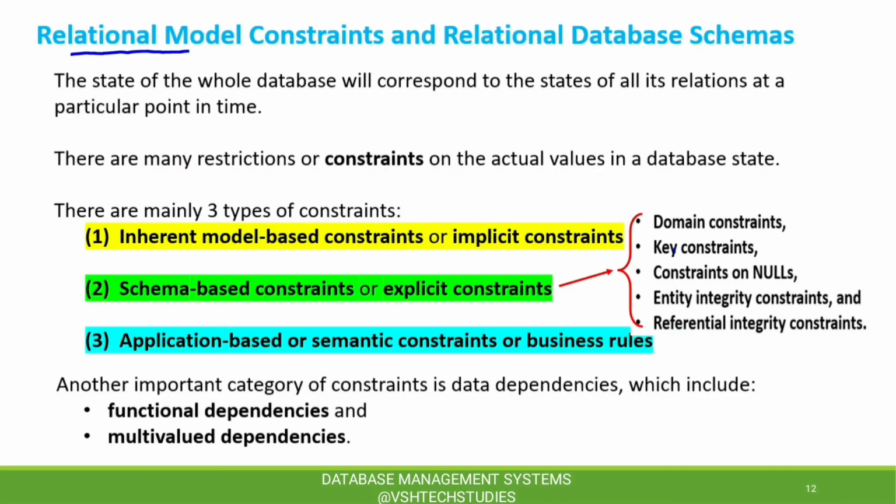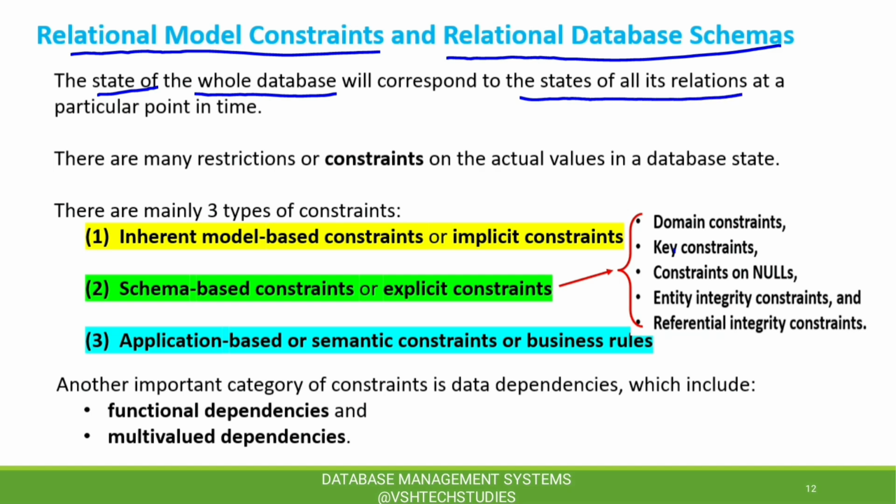Next we shall see relational model constraints and relational database schemas. The state of the whole database will correspond to the state of all its relations at a particular point in time. State means values. State of a relation means what values are stored in a relation at a particular point in time. State of a database means what all relations are present in a database. So the set of values stored in all the relations becomes the database state.